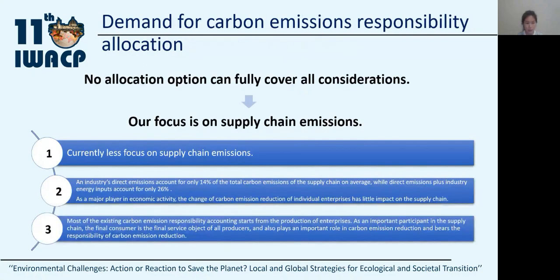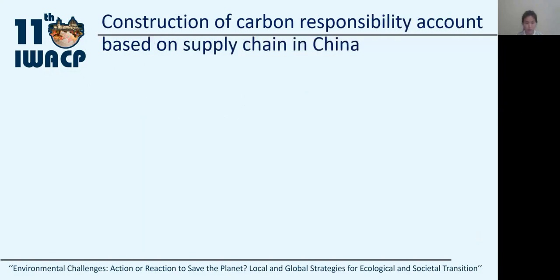In addition, most of the existing carbon emission responsibility accounting starts from the production of enterprises. As an important participant in the supply chain, the final consumer is the final service objective of all producers, and also plays an important role in carbon emission reduction and bears the responsibility of carbon emission reduction.